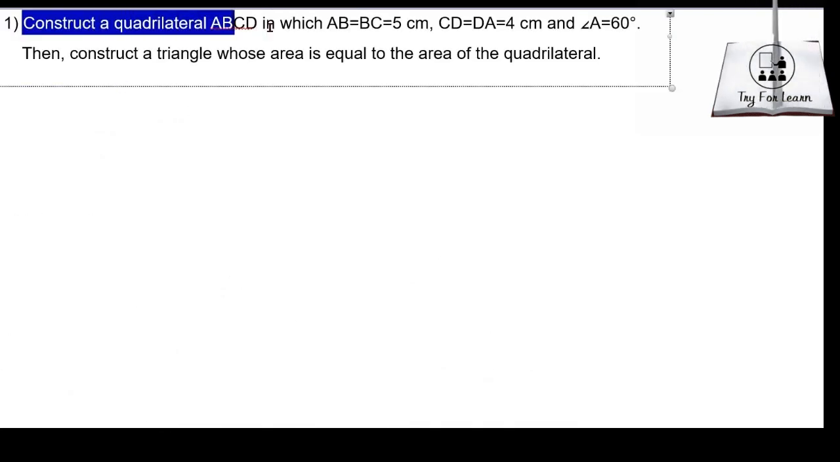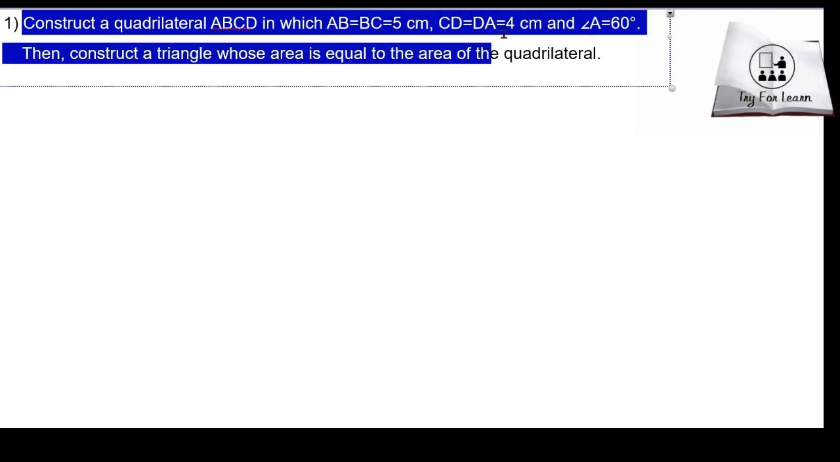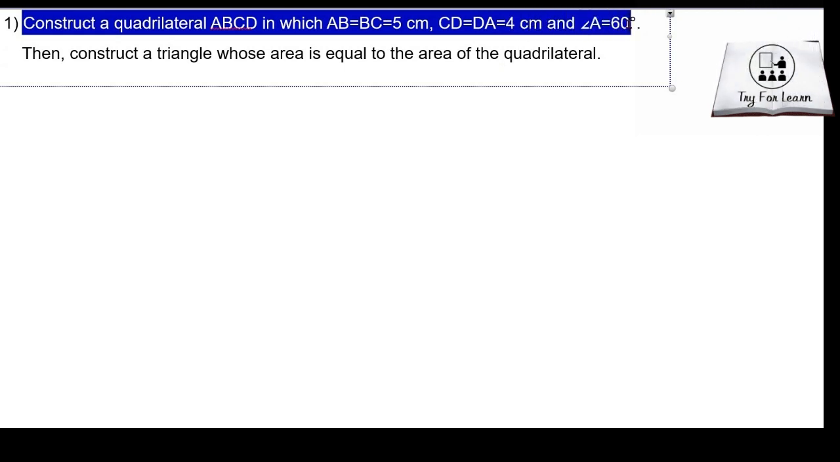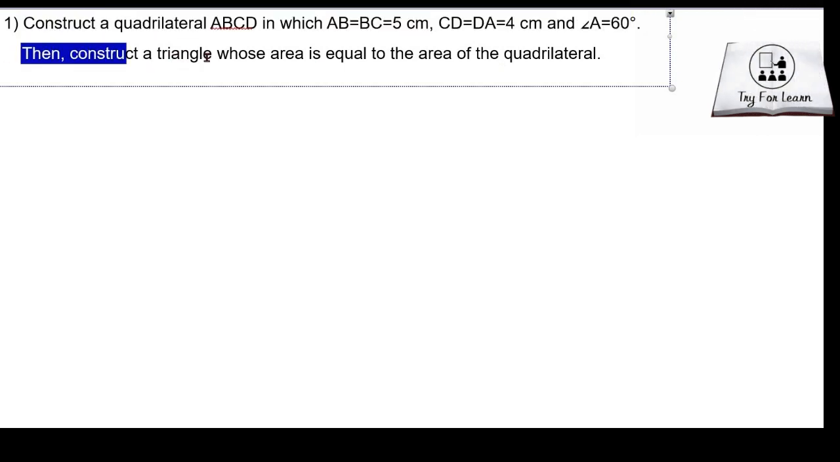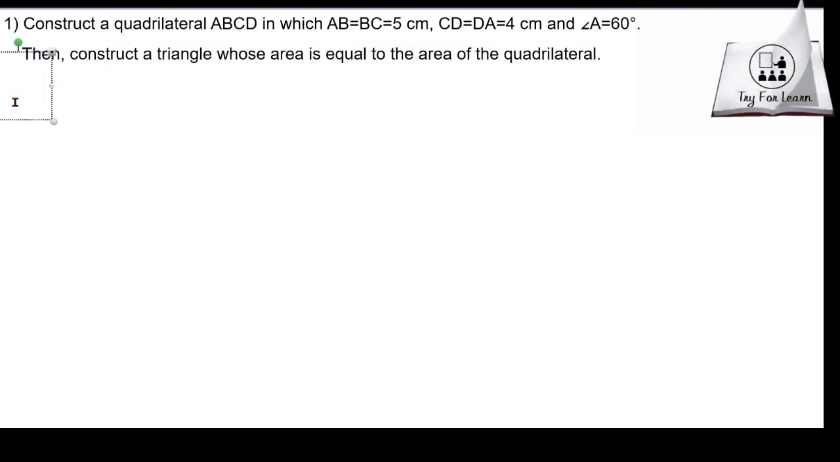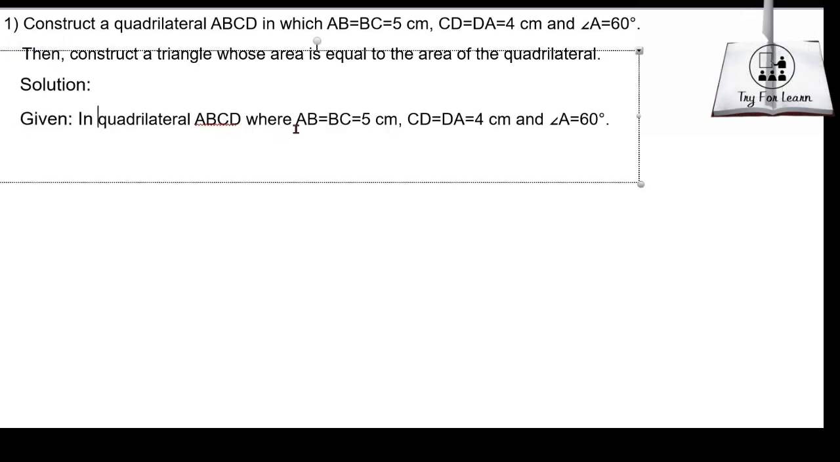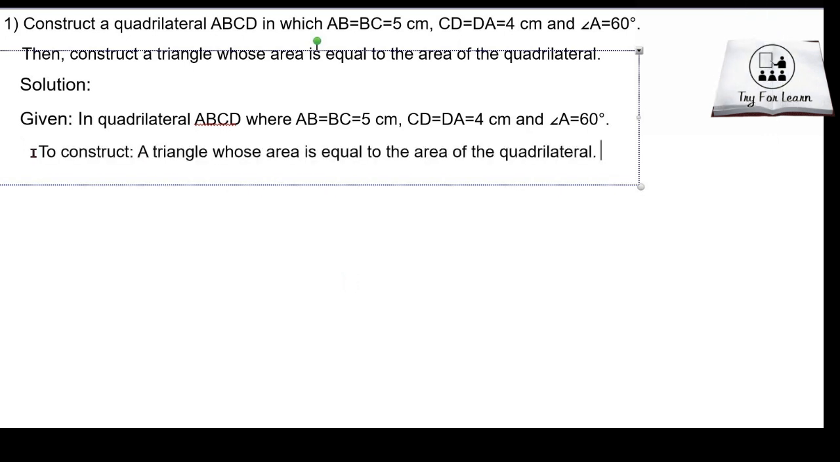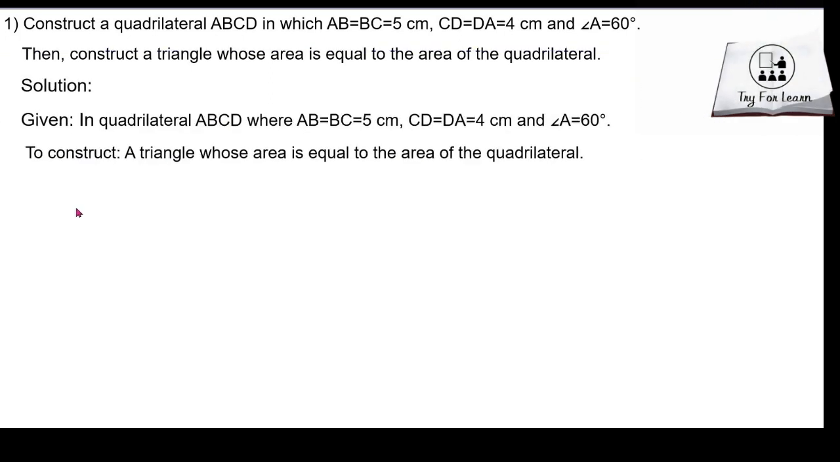Okay, let's start. The question is like this. Construct a quadrilateral ABCD in which AB equals BC equals 5 cm, CD equals DA equals 4 cm, and angle A equals 60 degrees. Then construct a triangle whose area is equal to the area of the quadrilateral. For this purpose, first of all, write what is given: quadrilateral ABCD, where AB equals BC equals 5 cm, CD equals DA equals 4 cm, and angle A equals 60 degrees. To construct a triangle whose area is equal to the area of the quadrilateral. This is our target. For this, let's draw a rough sketch, which will be helpful in construction.